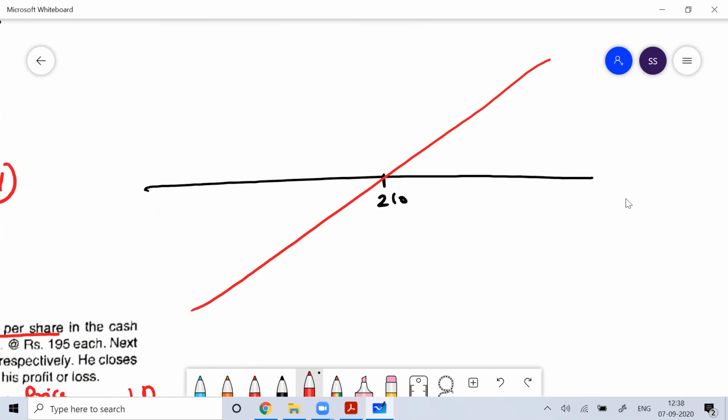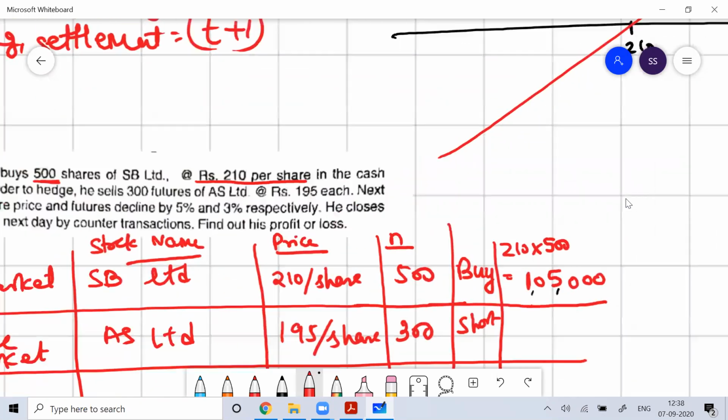So what did this person do in order to minimize his risk over SB Limited? He chose another stock.